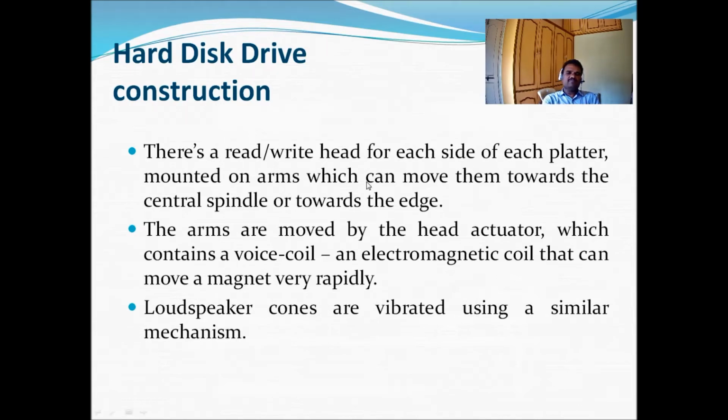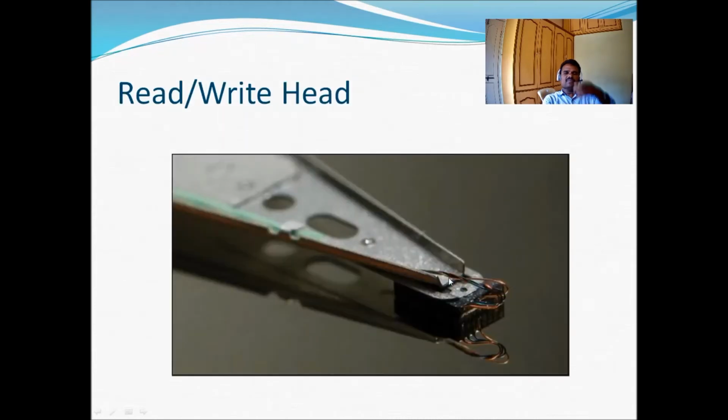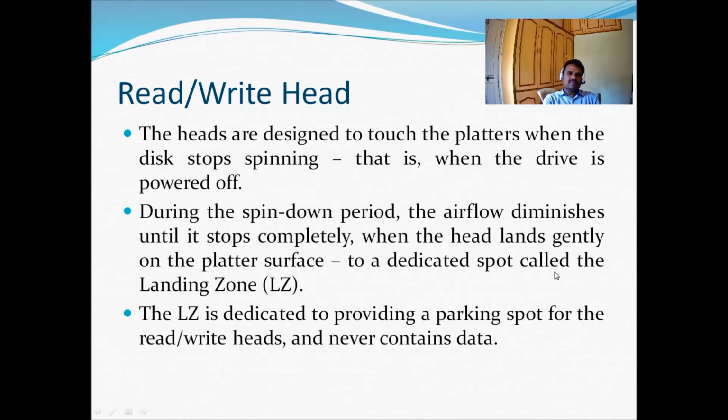So here, a very important thing: there is a read write head for each side of each platter mounted on arms which can move them towards the central spindle or towards the edge of the spindle. This is called a read write head, which moves from the center of the spindle to the edge of the spindle, moving forwards and backwards with the help of the actuator arm.